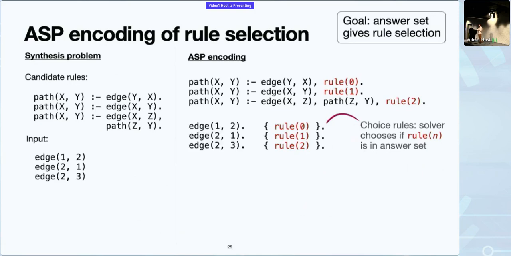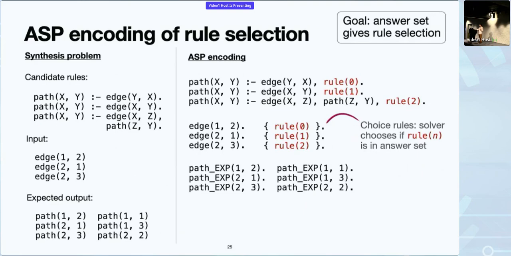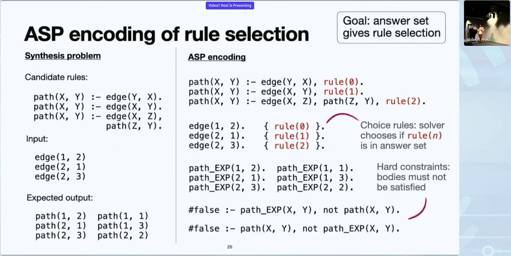Our input, we can just copy over. Our output, we'll use a layer of indirection, just enumerating what we expect, and then adding some hard constraints that make sure that we only derive things that we expect to derive. So the first constraint says it shouldn't be the case that we expect to derive something and we fail to derive it. And the other rule says it shouldn't be the case that we derive something that we don't expect.